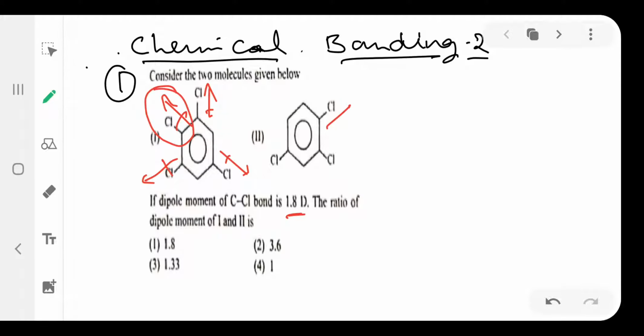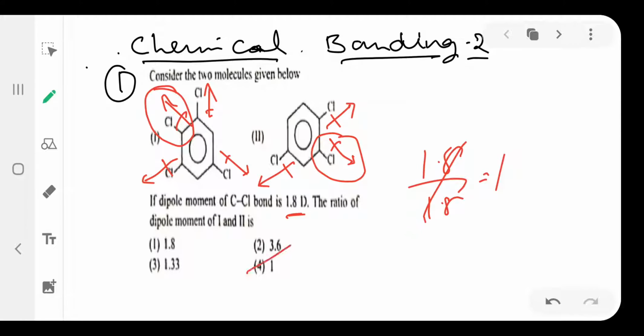Like that here also, this is in this direction and this is in this direction. Both are in a symmetrical arrangement, on opposite sides, so these two have net dipole moment 0. Then the net dipole moment is only due to this C-Cl bond. Here the dipole moment is 1.8 D, and here C-Cl is 1.8 D. 1.8 divided by 1.8 is 1. So the ratio of dipole moments is 1.